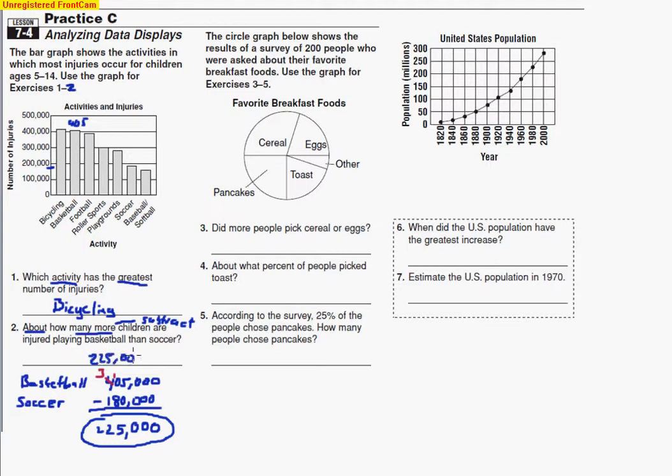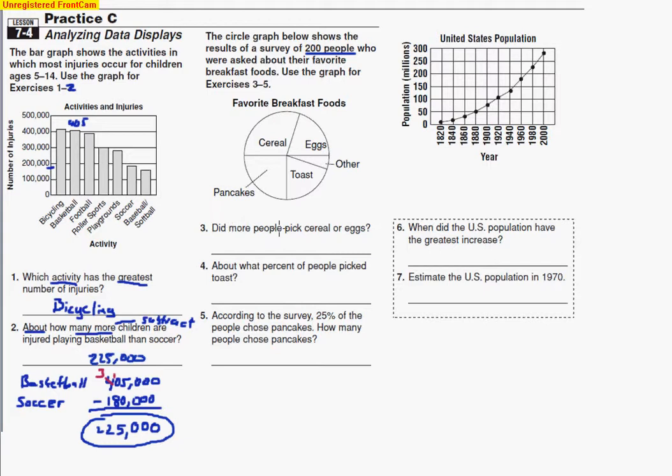And moving on to the next one, this is asking us to look at this circle graph. So the circle graph below shows the results of a survey of 200 people. Well, you're going to need that number eventually, so let's hold on to that number. That's a good one to underline. Who were asked about their favorite breakfast food. Use the graph for exercises 3 to 5.